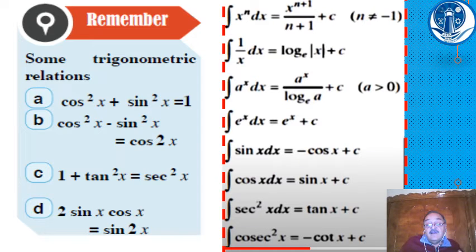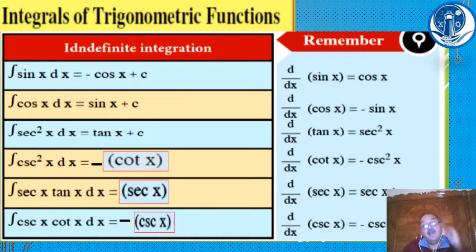Here is the summary of all the rules we have got. Cosec square gives negative cotan, sec square gives tan, cosine gives sine, sine gives negative cosine, e to the x, a to the power x. This is ln, as you remember. 1 over x is ln x. x power n is x power n plus 1 over n plus 1.